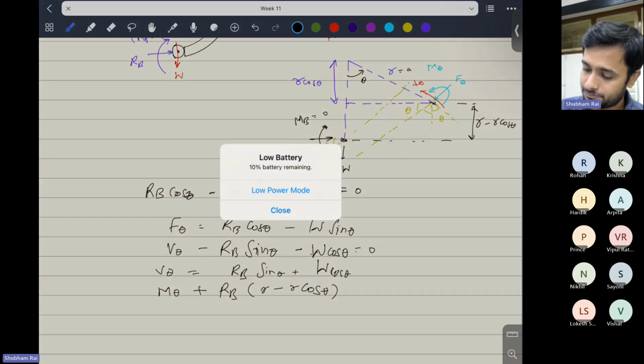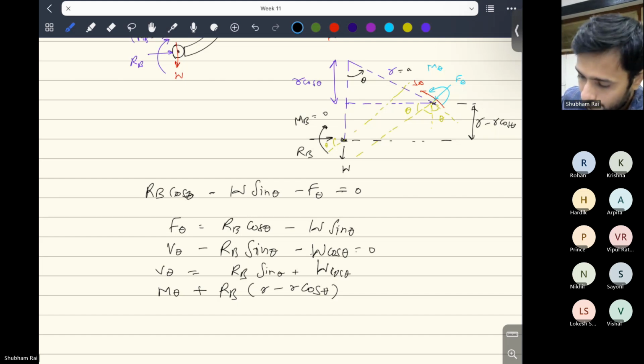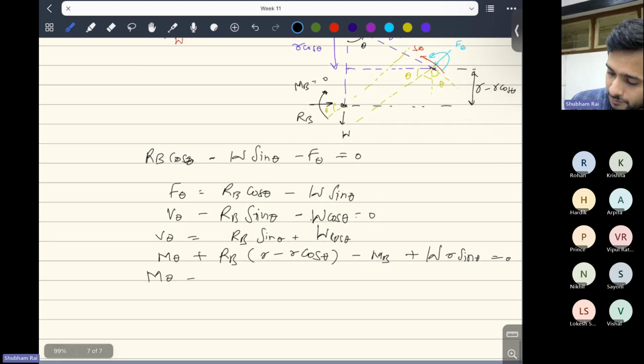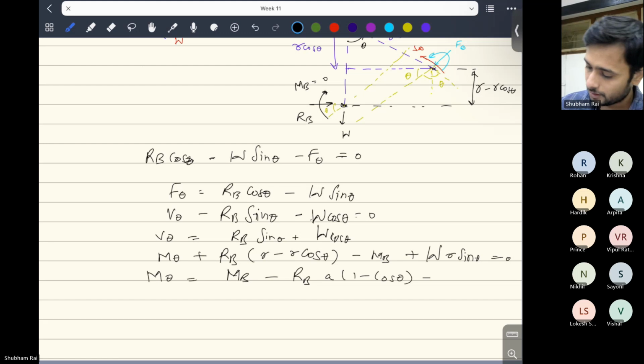MB is pointing in which direction? That is in negative z direction, so I'm taking that as negative MB. And then due to W, the line of action of W is at this distance, which is nothing but r sin theta, and that is pointing in plus z direction only. So that would be plus W r sin theta. R is equal to a. So finally M theta will be equal to MB minus RB into a times 1 minus cos theta minus W a sin theta. Right, so finally you have got this expression.